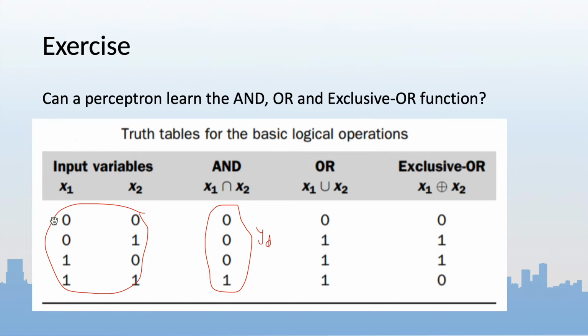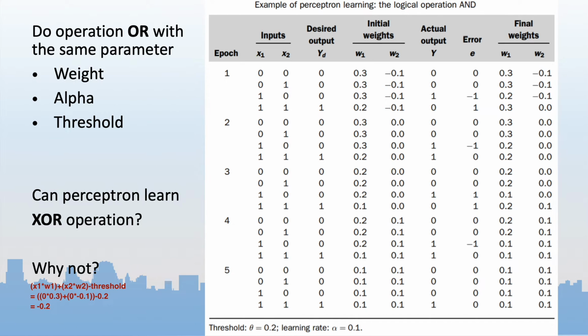So for example, the first combination is 0, 0. For the AND operation, it will become 0. 0 and 1 is 0. 1 and 0 is also 0. 1 and 1 is equal to 1. So it also applies to the OR operation and also the exclusive OR function. So this logical operation will be used in this example. Okay, let's look at this example.